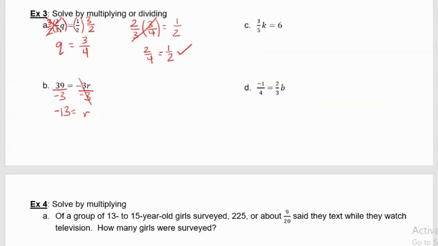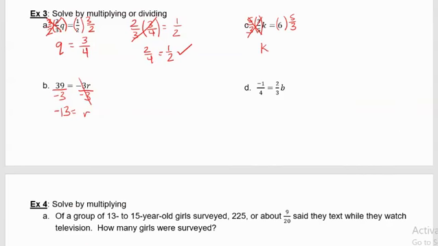For C, again, I have a fraction, okay? And so I want to do it in one step because these are one-step equations. So what I'm going to do is multiply by the reciprocal of the fraction. So I'm just going to flip it. 5 divided by 3, or multiply by 5 over 3. I'm going to do that to both sides.